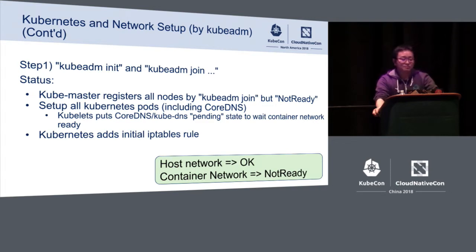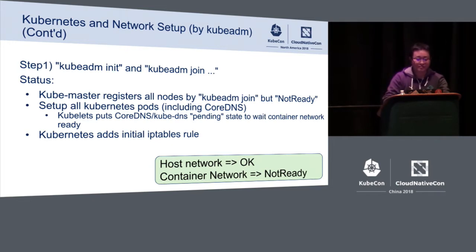And kubeadm also sets up all the pods, but kube-dns or CoreDNS is still in the pending state. This is because it is just waiting for the container network readiness. And then the Kubernetes component also adds the initial iptables rules. So at that time, we can verify that the host network is okay, but the container network is not okay. I mean, it's not ready.